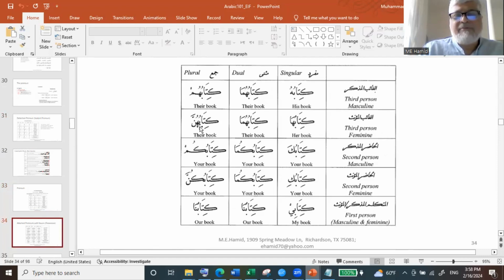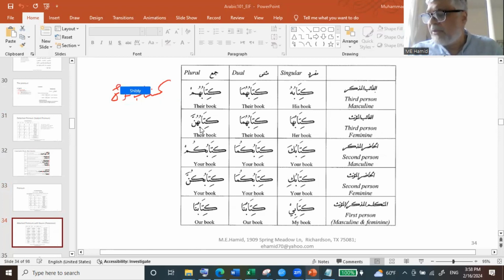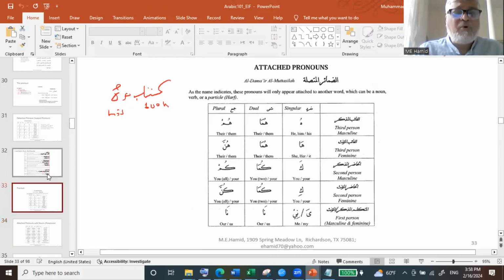So if I say kitabun plus hu, it becomes kitabuhu, his book. This is book, and this is his. So it translates as his book, kitabuhu. Or I could have used another attached pronoun like ka, kitabuka, your book. Or I could say any noun, and then I could add a pronoun here too.